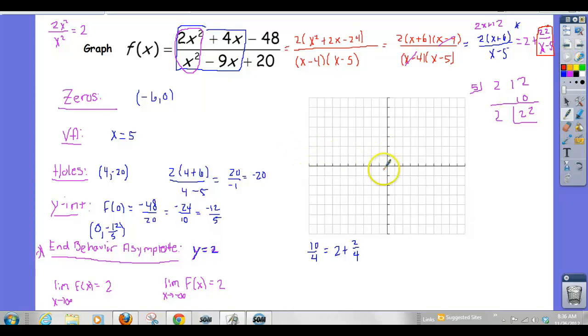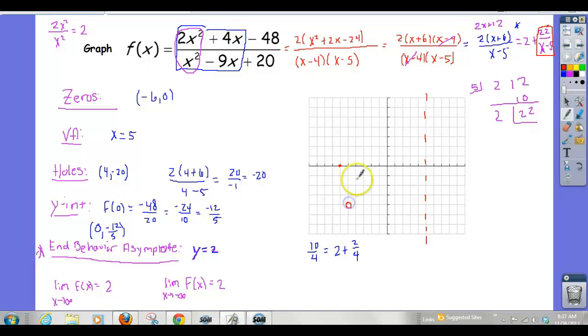So the zeros at negative 6, the vertical asymptote at 5. Hole at 4, negative 20. I guess I have to do my scale a little differently. Let's make these go up by 2s: 2, 4, 6, 8, 10, 12, 14. Alright, well, let's make them go up by 5: 5, 10, 15, 20. There we go.